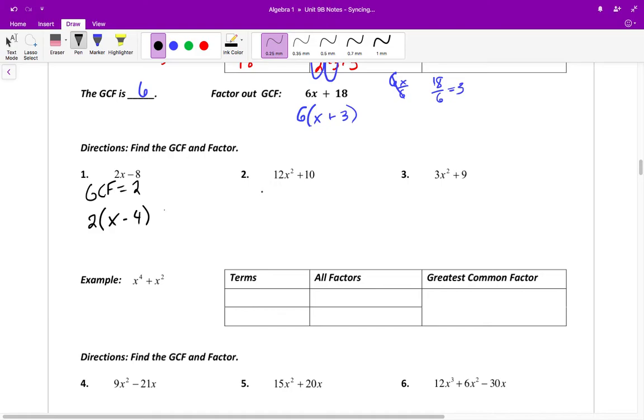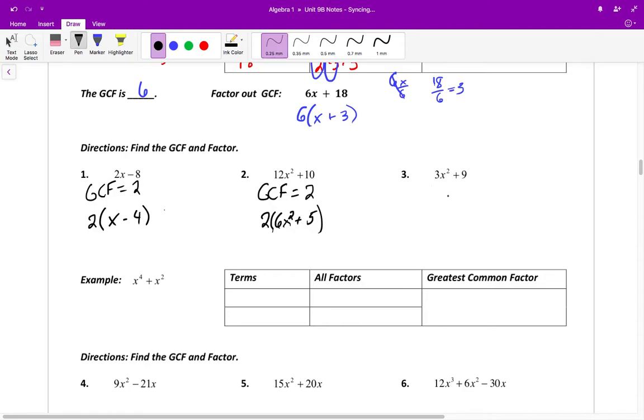Then number 2, we're going to do pretty much the same thing. 12x squared plus 10. Look for your GCF, the biggest number you can divide by. It turns out this one's also a 2. This is just the biggest number you could divide each of those by evenly. So 12x squared divided by 2. Remember, put the 2 in front of the parentheses. 12 divided by 2 would be 6, so you'll have 6x squared. 10 divided by 2 would be 5, and then you're adding in between. There's your final answer.